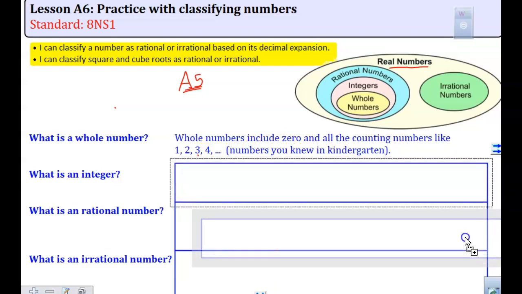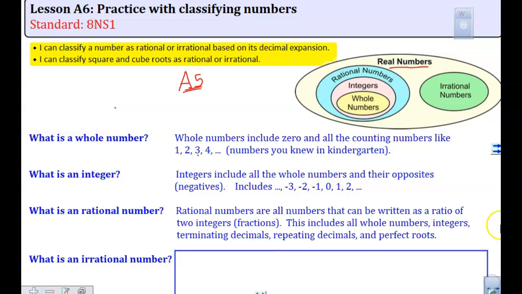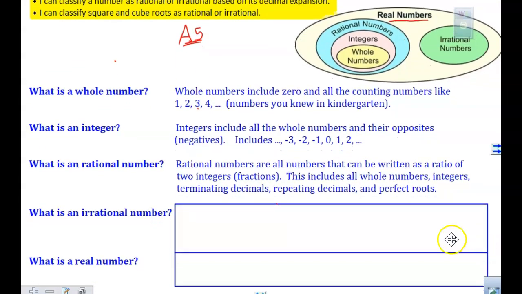What is an integer? Well, an integer, when we look at that definition, includes those whole numbers, including 0, and their opposites, the negatives. So looking at all of those, going from the largest negative number you can think of up to the largest number. Notice in the integers, you will never see a fraction or a decimal. When we talk about our rational numbers, as you wrote in your last assignment, rational numbers are numbers that can be written as a ratio of two integers, really written as a fraction. This includes all whole numbers, integers, terminating decimals that end, repeating decimals, and our perfect roots.